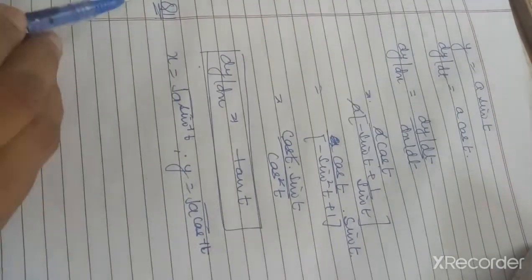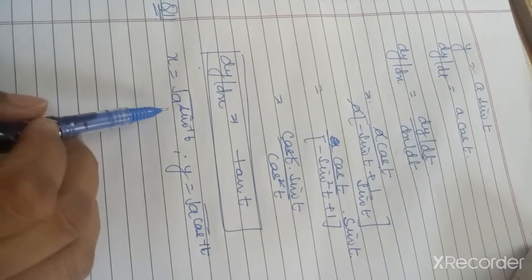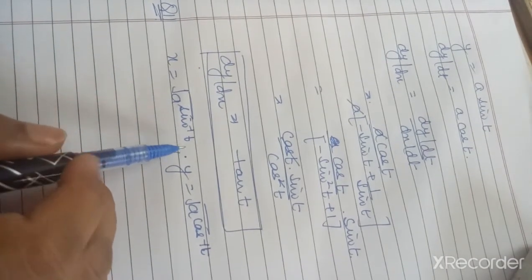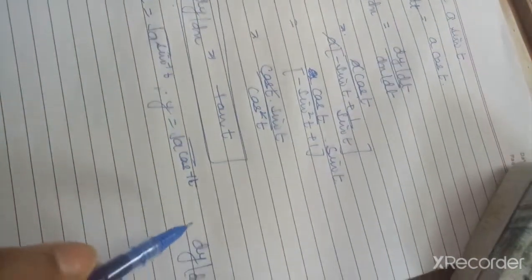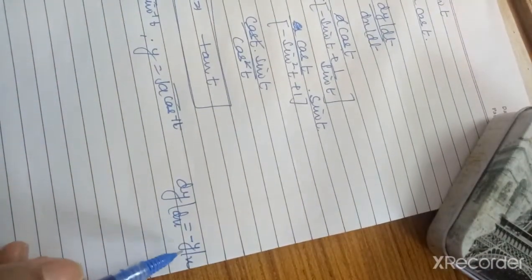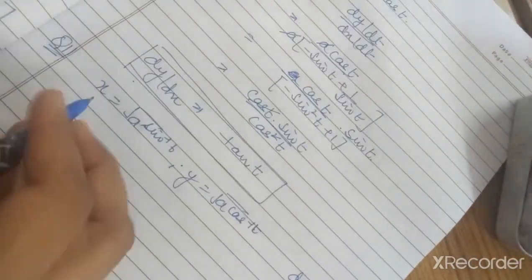Okay students, now we will start with question number 11. Question number 11 is that x is equal to under root a to the power sin inverse t and y is equal to under root a to the power cos inverse t, and we have to prove that dy by dx is equal to minus y upon x. So let me start. How can we do that?